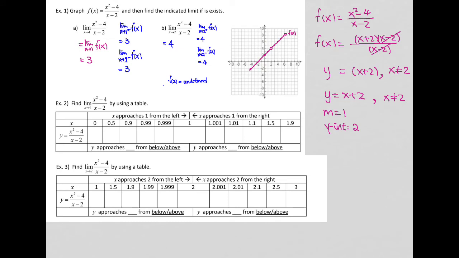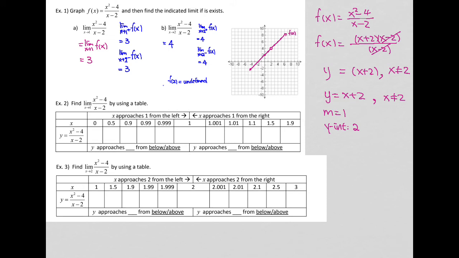Next one, let's use table values to see what's really going on with the y values when x approaches 1. That's another way to find limits: limits by using a table. There's a function, x squared minus 4 divided by x minus 2, and we want to find the y value that we are approaching when x approaches 1. Once again, you have to do it on the right and then on the left. So let's try from the right-hand side.